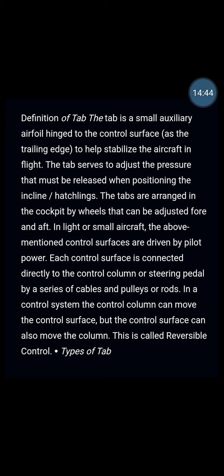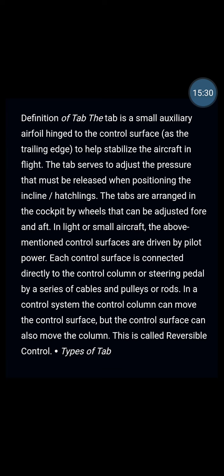The definition of the tab is a small auxiliary airfoil hinged to the control surface or to the trailing edge to help stabilize the aircraft in flight. The tab serves to ease the pressure that must be applied when positioning the control surface. The tabs are arranged in the cockpit by wheels that can be adjusted fore and aft.